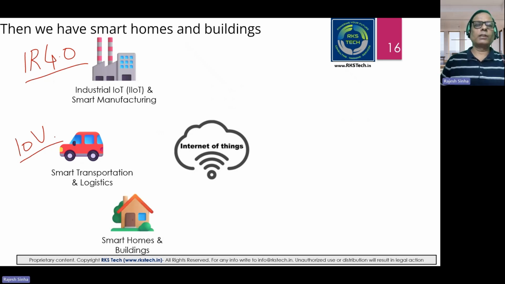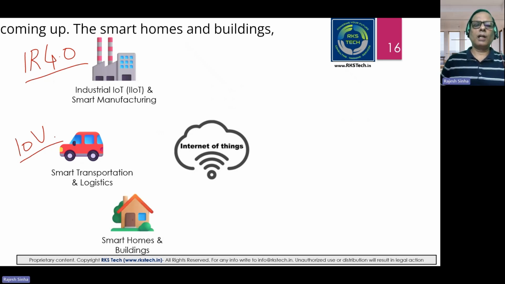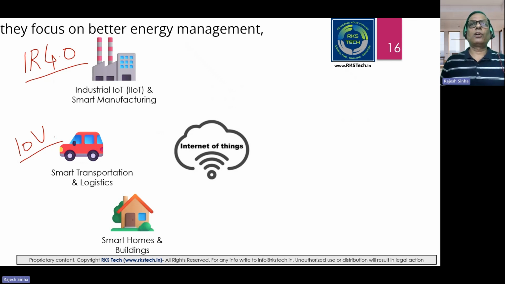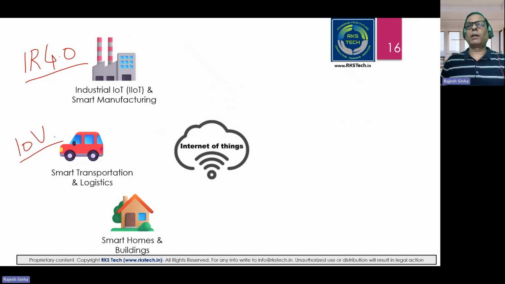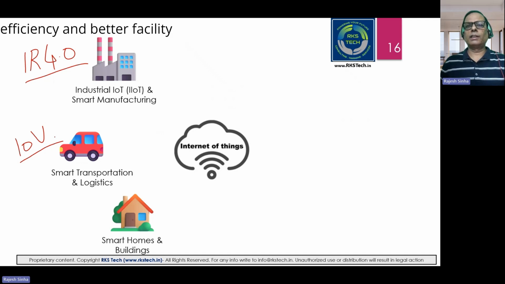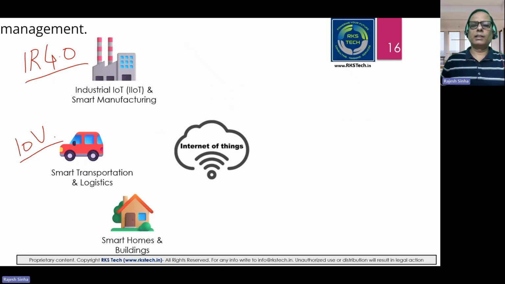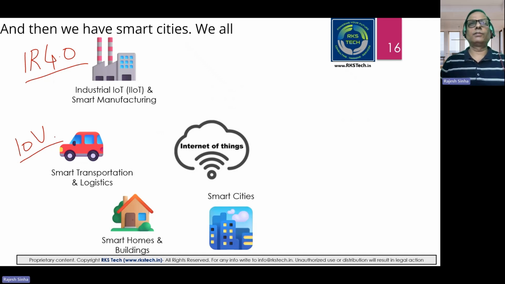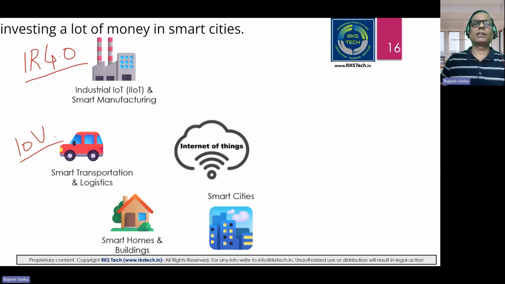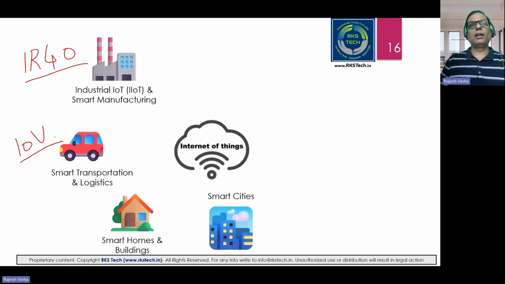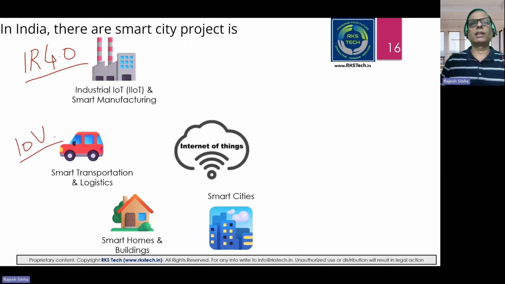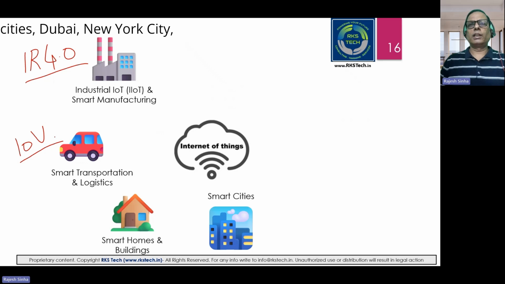Then we have smart homes and buildings coming up. The smart homes and buildings focus on better energy management, better safety, better operational efficiency, and better facility management. And then we have smart cities. We all know that a lot of governments are investing a lot of money in smart cities. In India, the smart city project is getting implemented across more than 100 cities. Dubai, New York City, Barcelona, Singapore are some of the examples of smart cities which are already implemented.